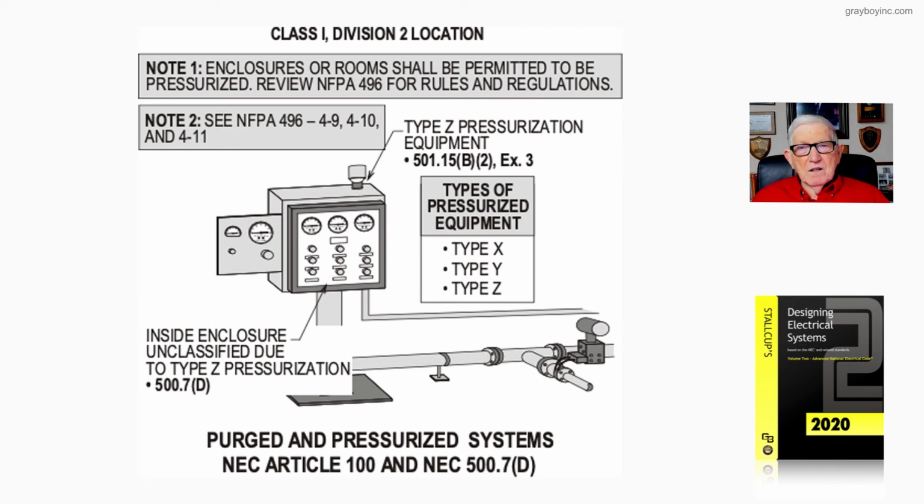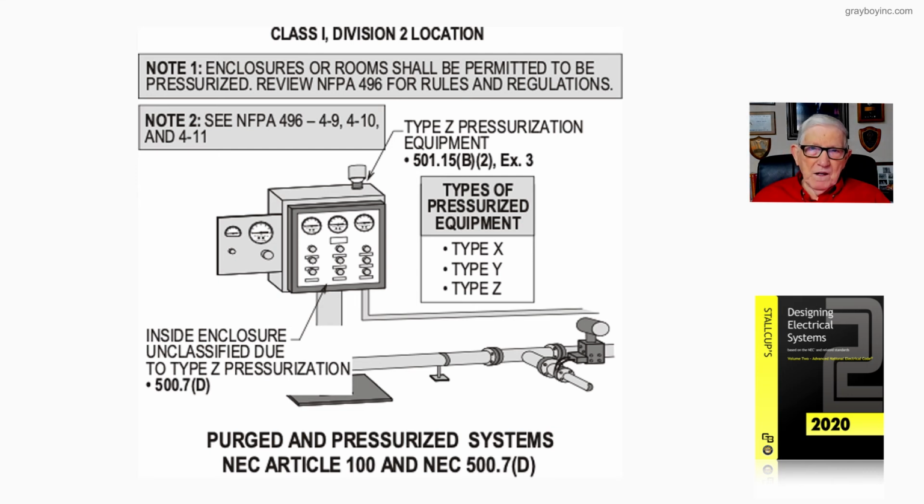And basically, that's what purged and pressurized systems are, and you see them quite often in Class 1 Division 1 where a type explosion-proof enclosure will not work. You can't buy one large enough to do the job.